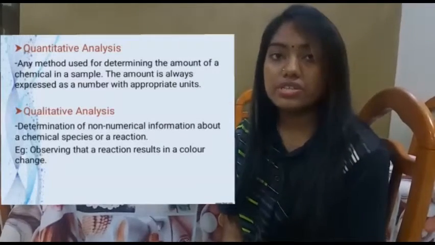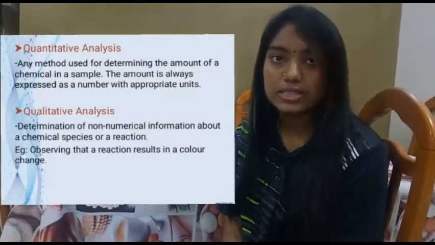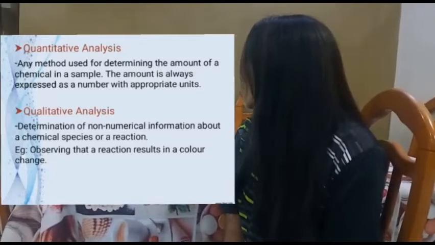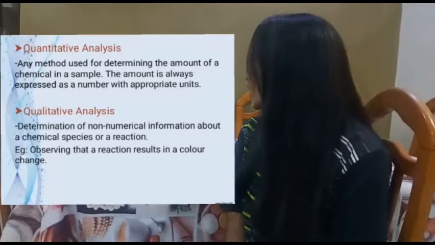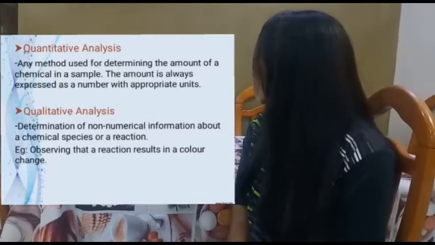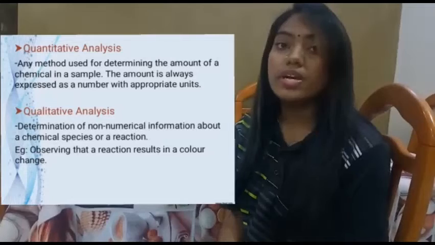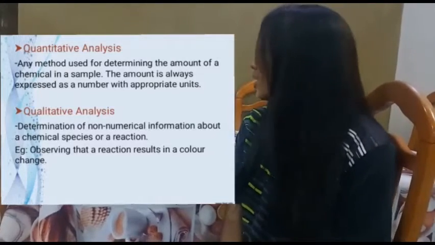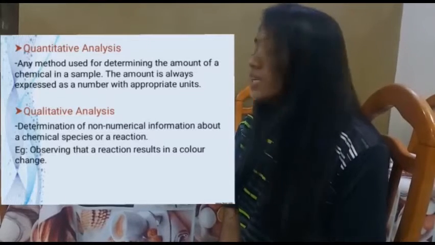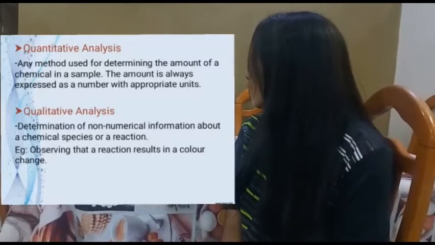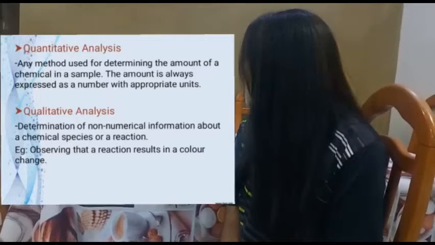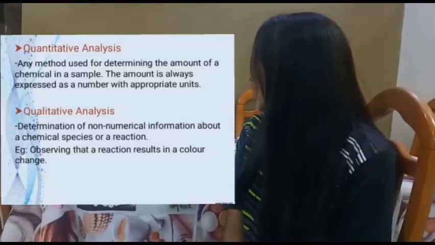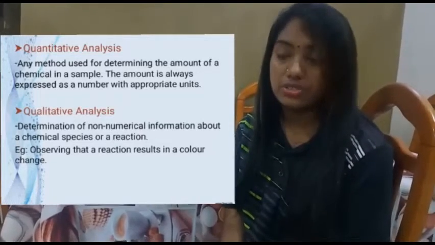Now let's see the definition of quantitative analysis and qualitative analysis. Quantitative analysis is any method used for determining the amount of a chemical in a sample. The amount is always expressed in a number with appropriate units. And qualitative analysis is determination of non-numerical information about a chemical species or a reaction. For example, observing that a reaction results in a color change.